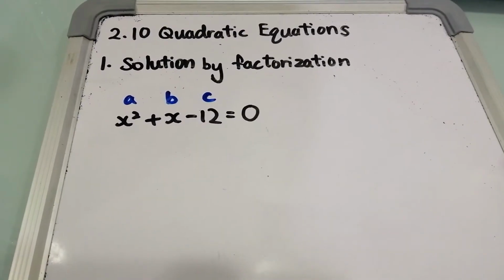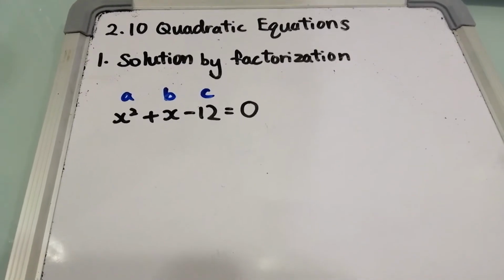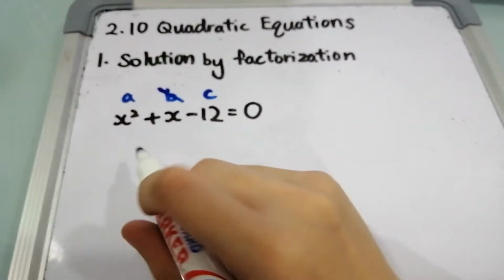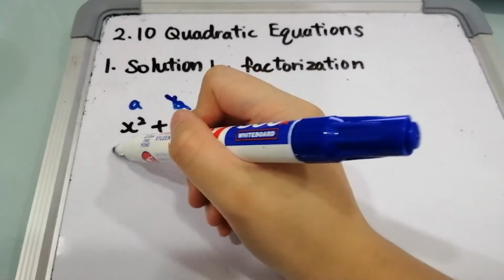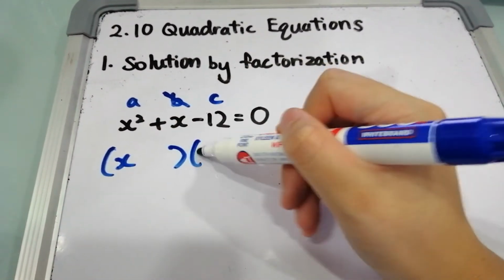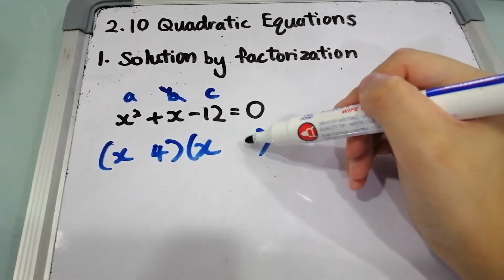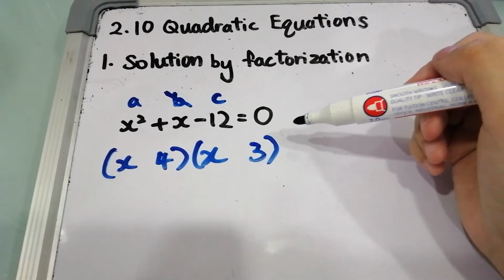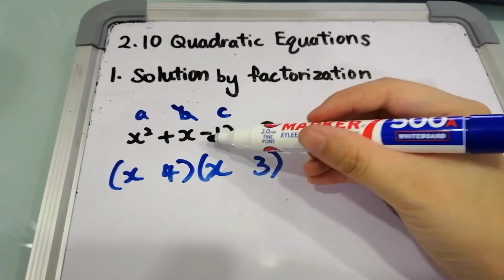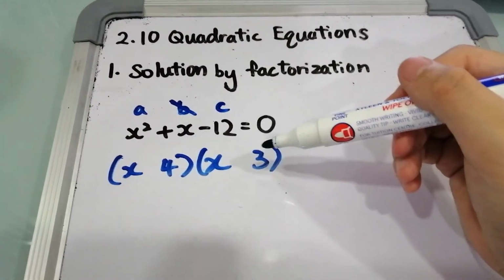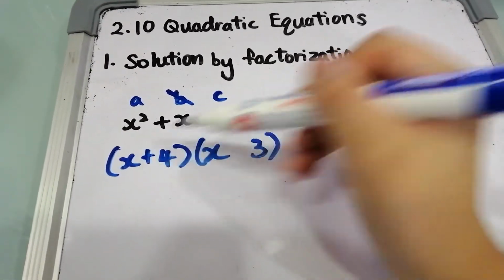So we'll go to solution by factorization. Same as just now, we will ignore b first. In order to get x squared, we'll need to multiply x and x. In order to get 12, we'll need to multiply 4 and 3. But in this case, we have negative in front of 12, so one of 4 and 3 needs to be negative.